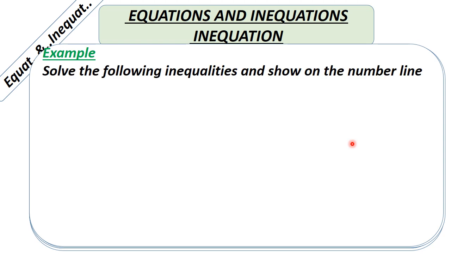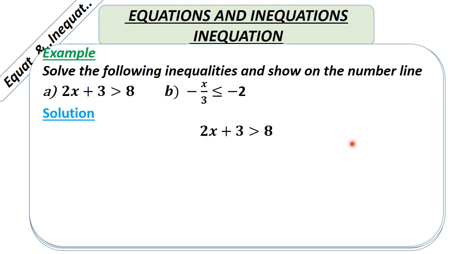Let's do an example. Solve the following inequalities and show on the number line. So I've got these two inequalities here. 2x plus 3 greater than 8, negative x over 3 less or equal to negative 2. So we're going to apply everything that we have learned so far. So we'll start with the first one. 2x plus 3 is greater than 8. So just solve for x. So take 3, the other side becomes negative 3. Then we have 2x greater than 5.